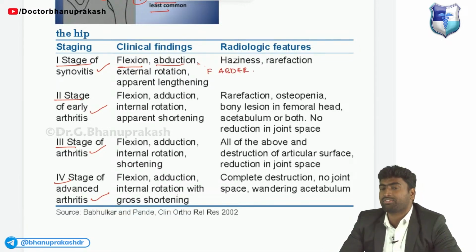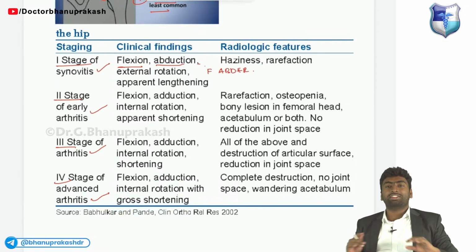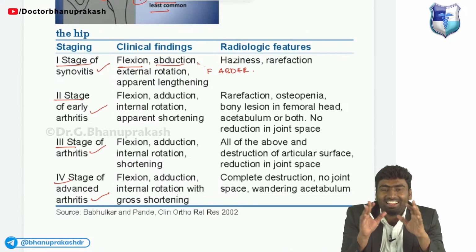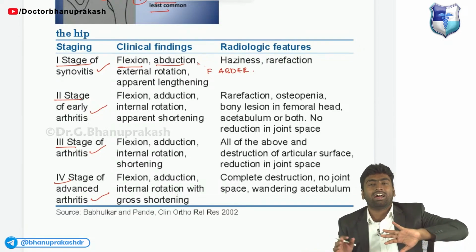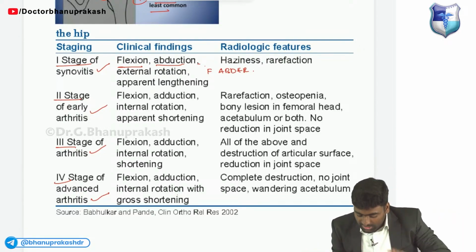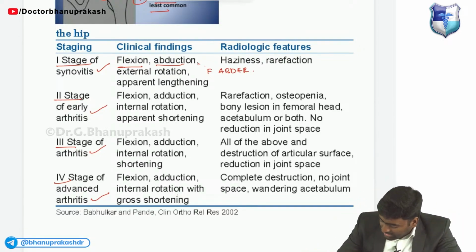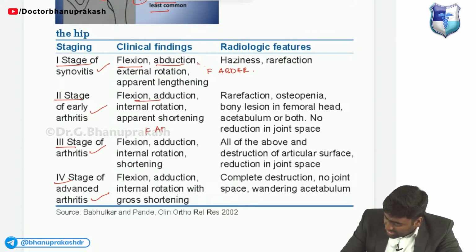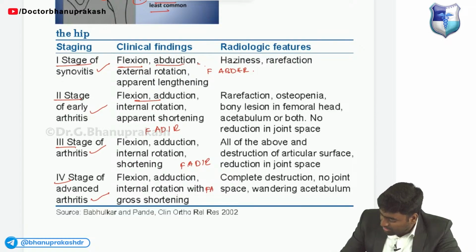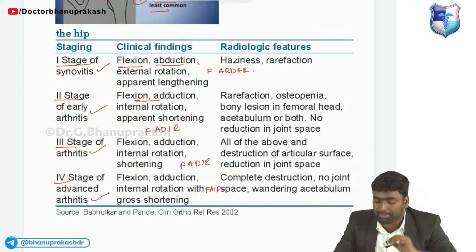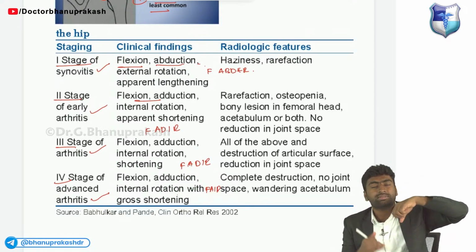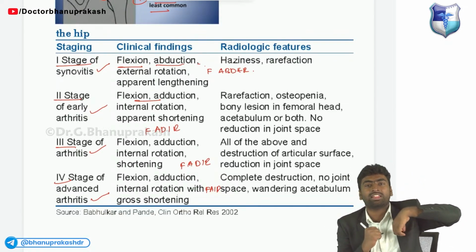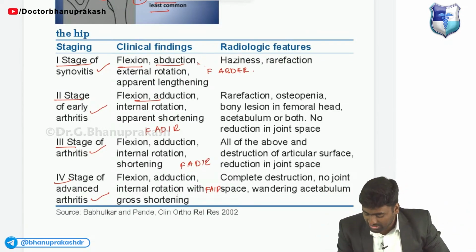Like for example, when you want to rest, you will go to the bed and lie down, right? So likewise, you will externally rotate and keep your leg abducted. So that is the stage of synovitis, and followed by this, it is flexion, adduction and internal rotation. And because of this, shortening will happen. The bone will get affected and shortening will start. Okay, bas itna yaad rakho.